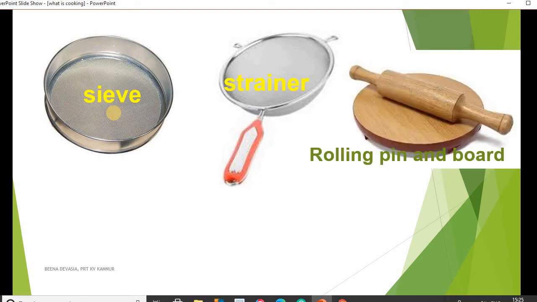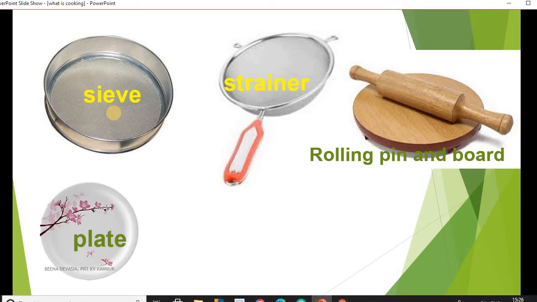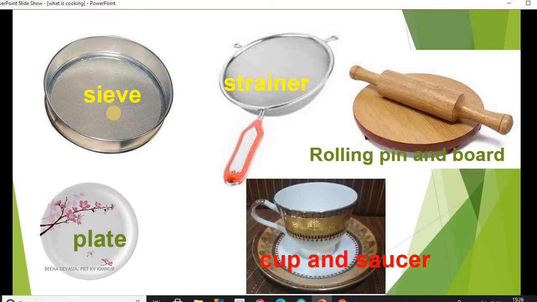And here you have rolling pin and board. You use this while preparing chapatis. And here is a plate. You use plate to serve your food into. And you have seen a cup and a saucer. A cup with a saucer. Saucer is a small plate beneath the cup.